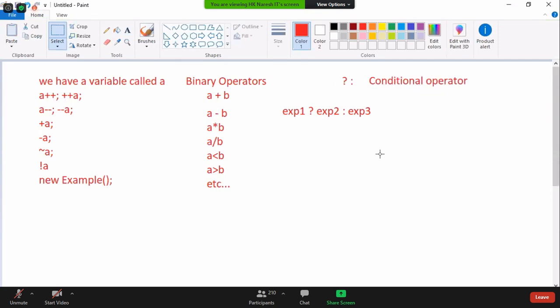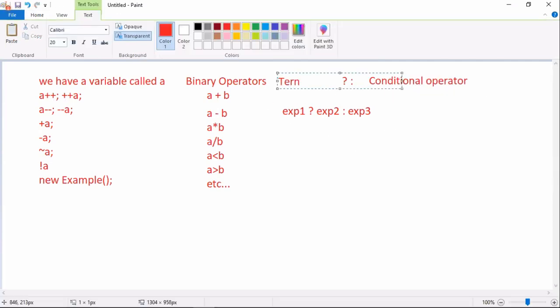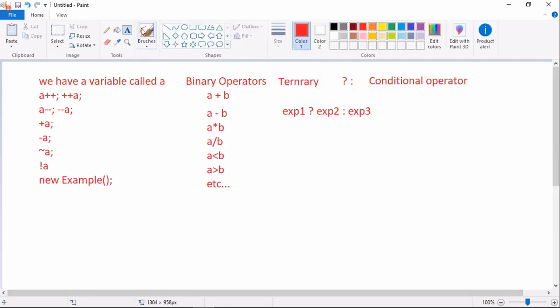Why is it called the conditional operator? Because it is working on a condition. So the first expression is a boolean expression. If this expression's value is true, the expression after the question mark is executed. If expression 1 is false, the expression after the colon is executed. Are you catching my point? If it is true, expression 2 is executed. If it is false, expression 3 is executed.